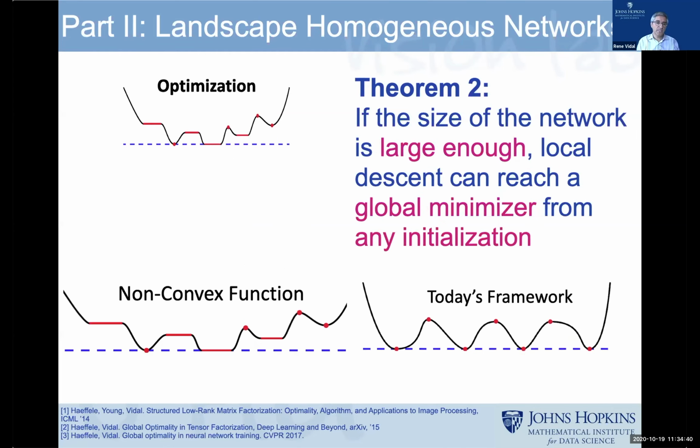The second result will be that as the size of the network grows, and we will be optimizing over networks with variable size, eventually you get to a situation where gradient descent, or a local descent strategy rather, it's not gradient descent in particular, can find a global minimizer from any initialization. In other words, in order to travel from any initialization to a global minimum, the objective function does not need to increase. That's again because when the network is large enough, there is no local minimum.